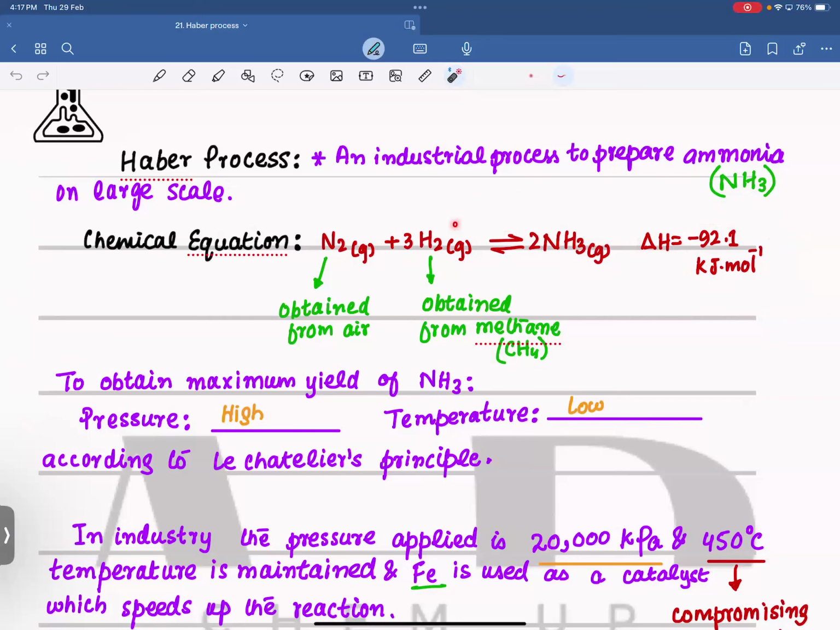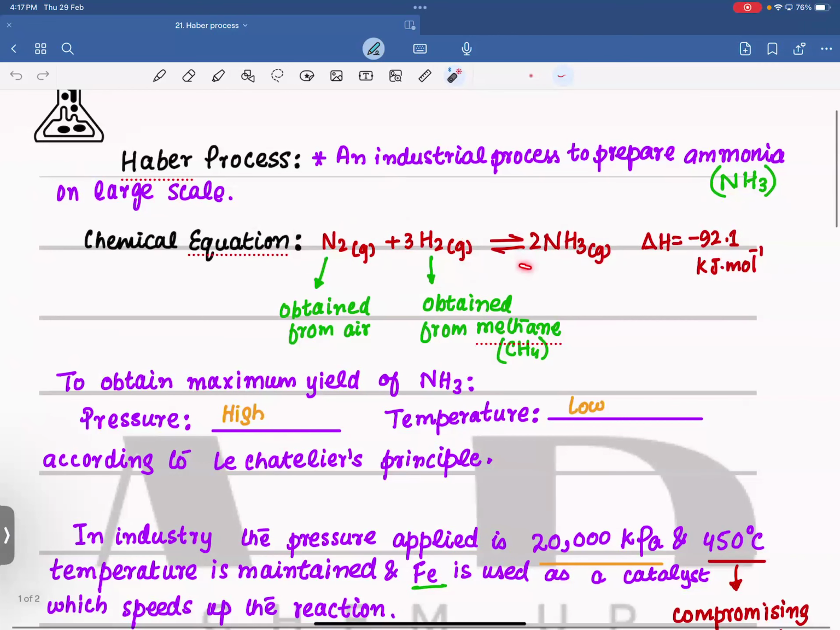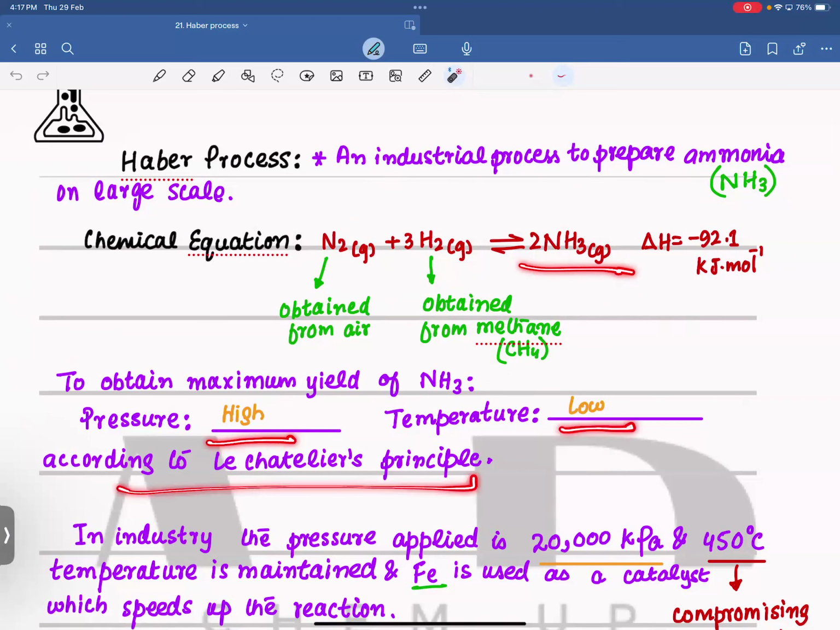If you look at the moles on the reactant side, how many moles of gases are there? 4: 1 mole of nitrogen and 3 moles of hydrogen. On the product side, how many moles are there? 2 moles. So the product side has fewer moles. If we want to make more product, we need a higher pressure. So to get the maximum yield of ammonia, we need a higher pressure and a lower temperature according to Le Chatelier's principle.